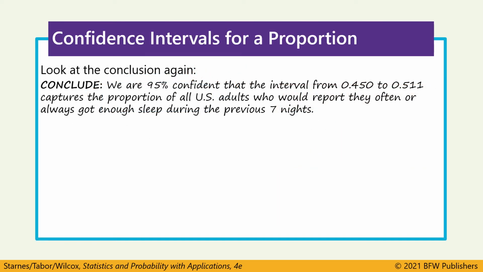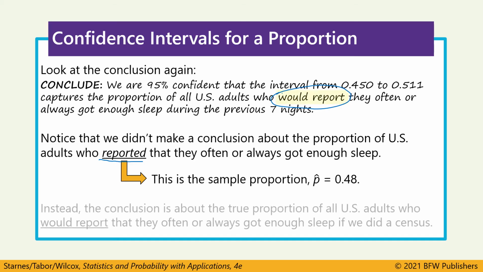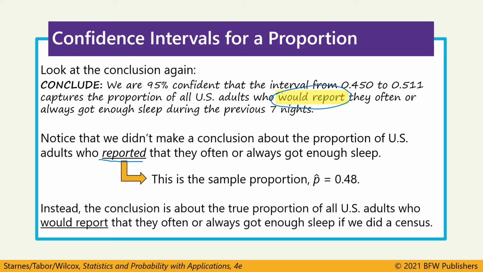Now, the wording of this interval is specific. We're talking about the people who would report that they got enough sleep, and we're not talking about the people who reported that they got enough sleep. If we use any kind of past tense language here, like reported, we're really talking about the sample proportion, the people who were asked and answered the question. So we always want to make sure that we're using language that makes it clear we're talking about the whole population of all U.S. adults, most of whom weren't asked this question, what proportion of them would report that they got enough sleep.